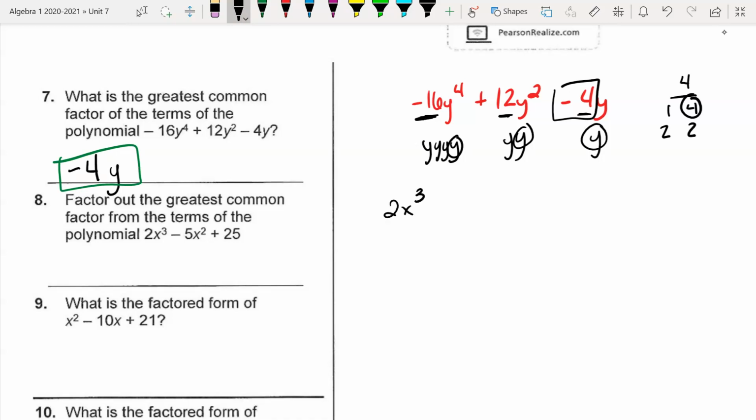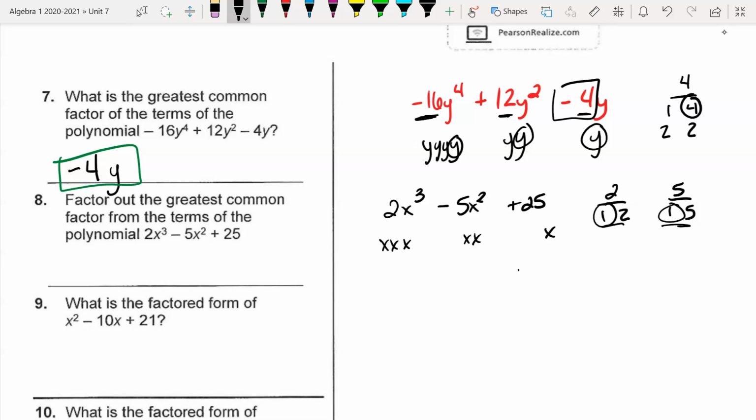Next one, 2x to the third minus 5x to the second plus 25. So we list out our factors, 1 and 2, 5, 1 and 5. So we notice right from there, this is just 1 and 2, this is 1 and 5. The biggest thing they're going to have in common is 1. So we don't normally factor out a 1, and not all of them have an x to factor out.